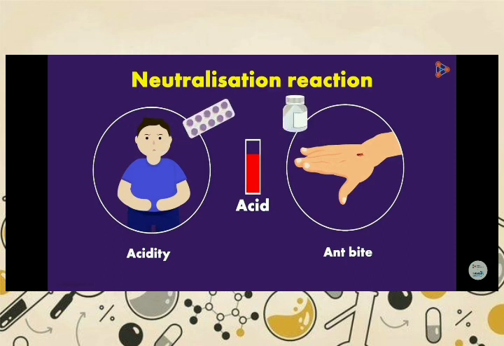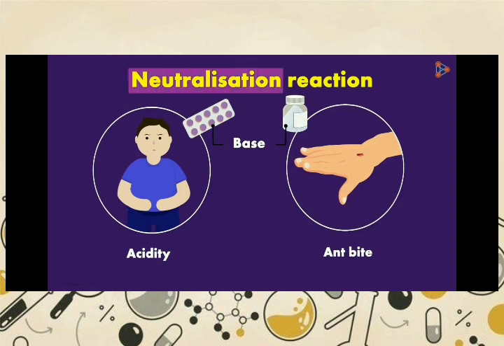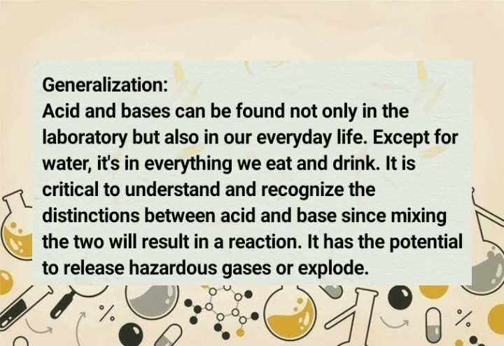Such cases are treated with medicines. But have you wondered how these medications work? Needless to say, they work based on the principle of neutralization. Generalization: acids and bases can be found not only in the laboratory but also in our everyday life. Except for water, it is in everything we eat and drink. It is critical to understand and recognize the distinctions between acid and base, since mixing the two will result in a reaction. It has the potential to release hazardous gases or explode.